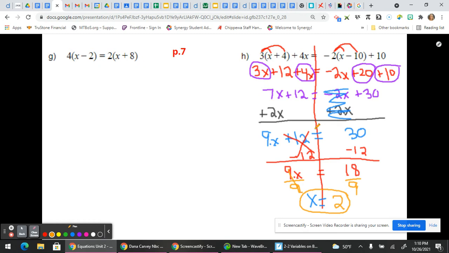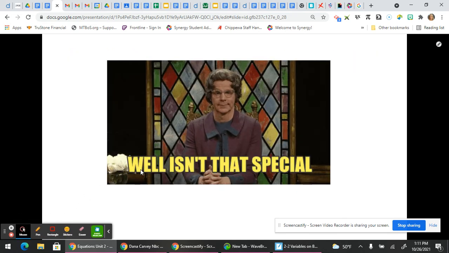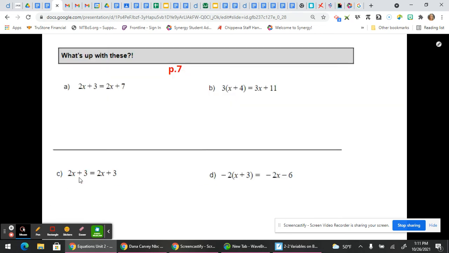Now, if you can join me with these last ones on the bottom of page 7, here is kind of some special situations that we need to take note of. So you're going to see here, well, isn't that special? Yes, coming up, this is going to be super special. So on page 7, lower half, it says, what's up with these? So let's take a look at letter A.